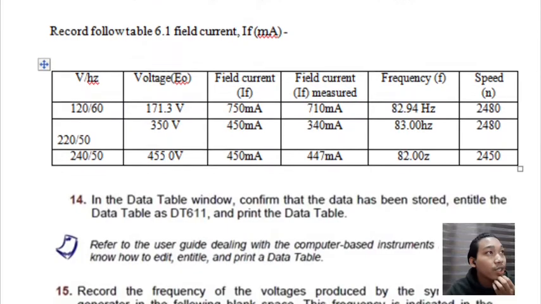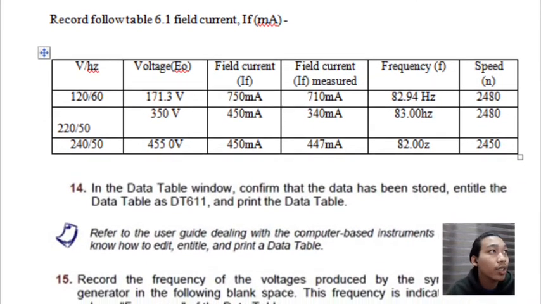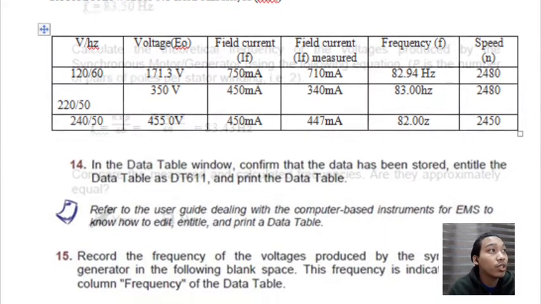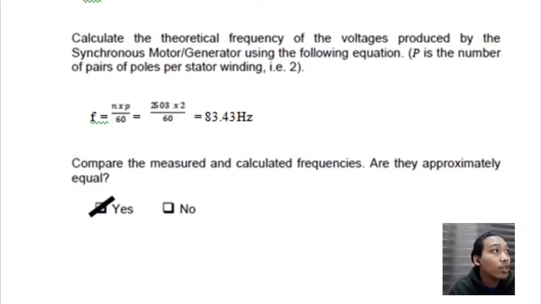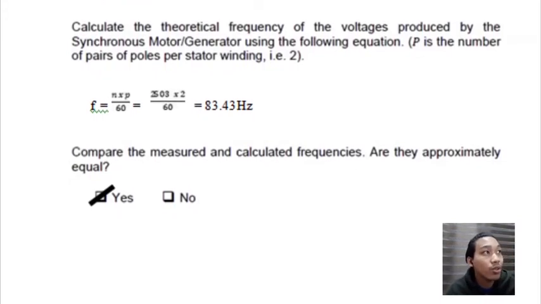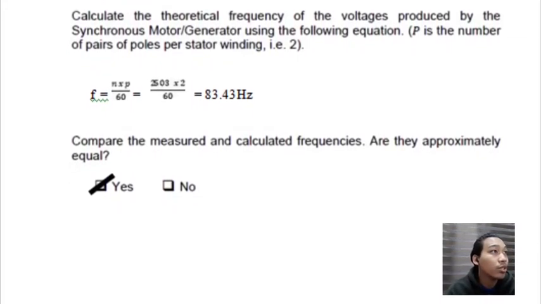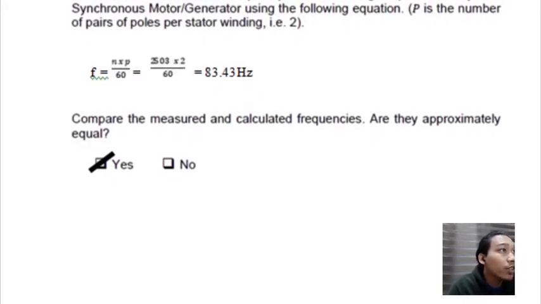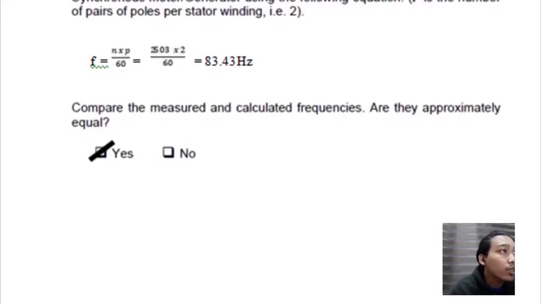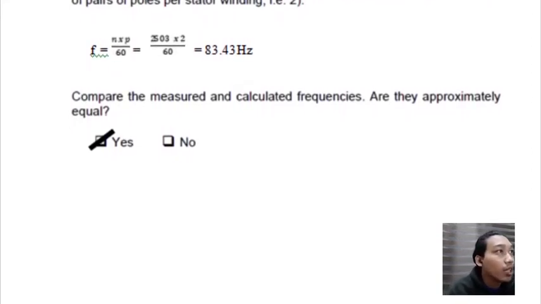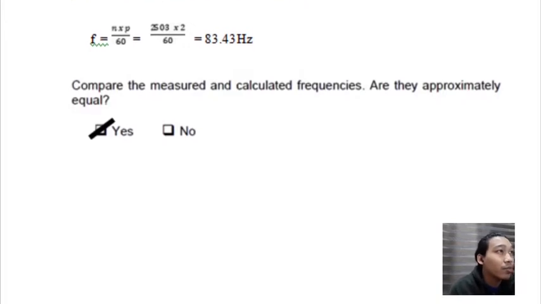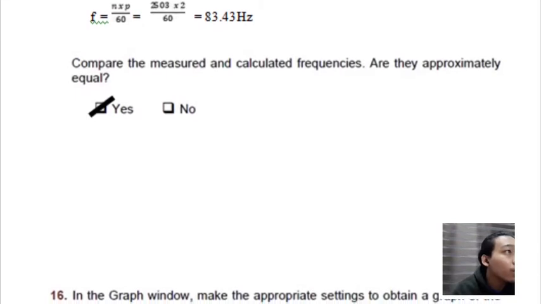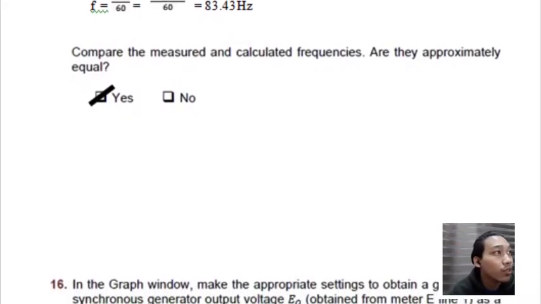So for the frequency we get 83.50 Hz. Next we must calculate the theoretical frequency of the voltage produced by the synchronous motor or generator using the following equation. This formula is F equals N times P divided by 120, then we will get 83.43 Hz.